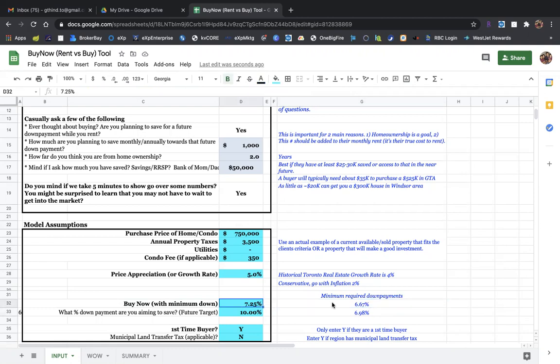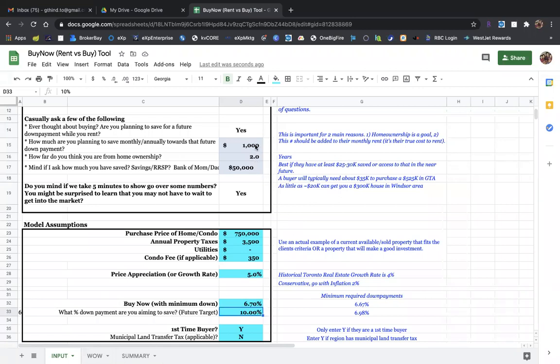If they buy today, that $750,000 purchase, they need 6.67% minimum down. So I'm going to enter that number here. I'm just going to round it up to 6.7. For some reason, these clients have it in their head that they want to put down 10%, and that's why they're saving that extra money. So I'm going to use that as their future target, and they think they're going to have 10% of 750 in 2 years.